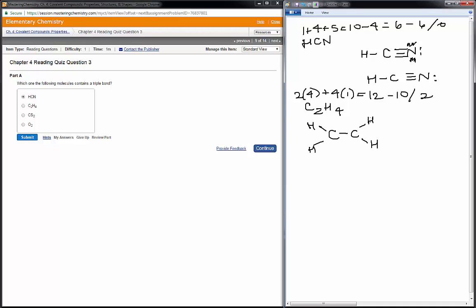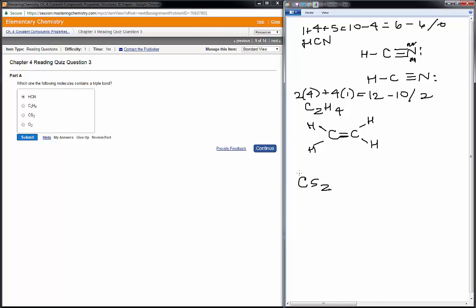Now the hydrogens are all happy because they only want 2 electrons. That's what they have. So I've got 2 electrons. I can either put them on the left-hand carbon or the right-hand carbon. But whichever one I put them on, the other carbon won't be happy. So I'm going to put them in the middle so that both carbons get a full shell, 8 electrons. So this structure has a double bond, but not a triple bond.